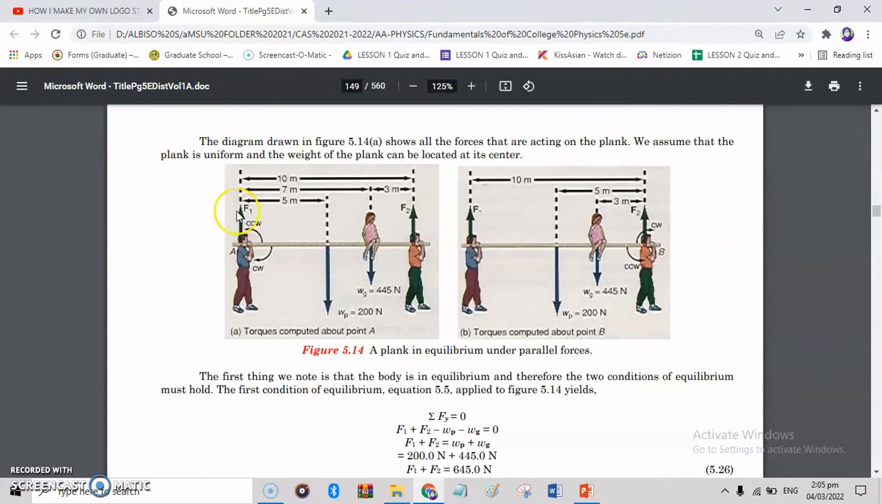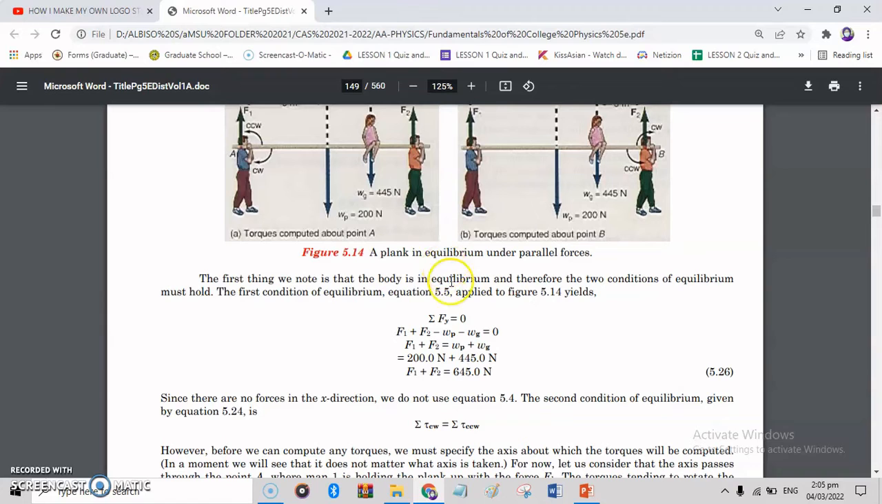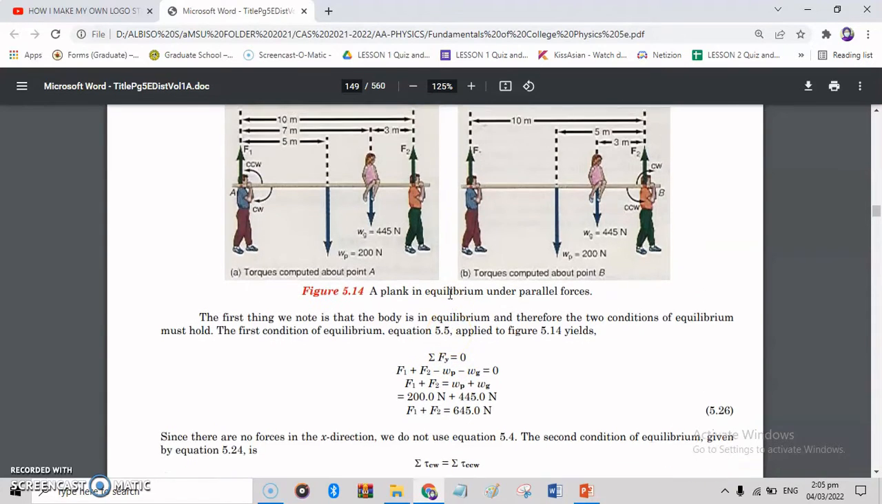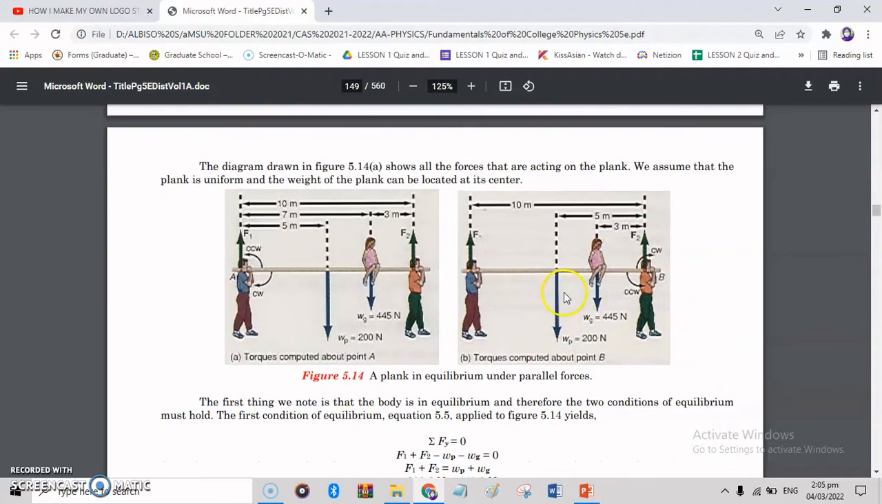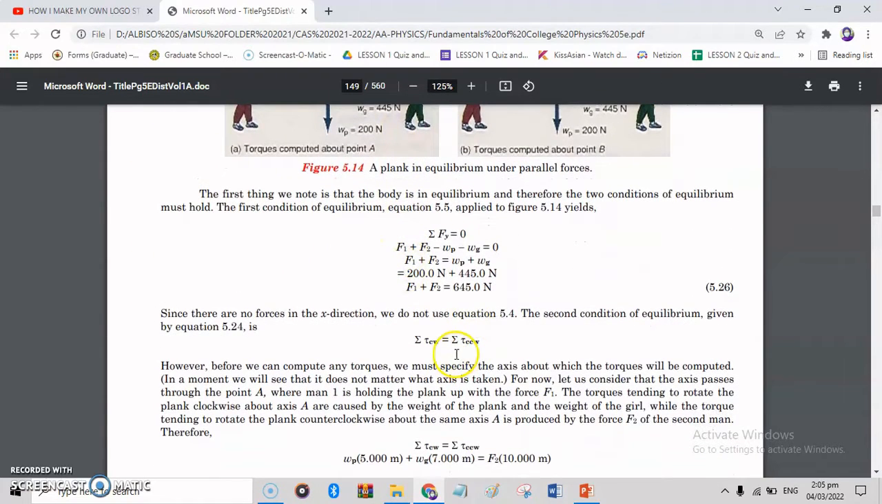Ano nga yung hinahanap dito? 2 forces. So, F1 and F2, we have 2 unknowns. So, we also need 2 equations. So, we have our first equation na. Okay? Since there are no forces in the x direction, we do not use equation 5.4. Okay? So, ang equation lang na gagamitin natin is equation 5.5 for these y components. Ito nga, ito sila. For the x component, y components, and the torque. So, equilibrium ng torque is equation 5.24 kanina.